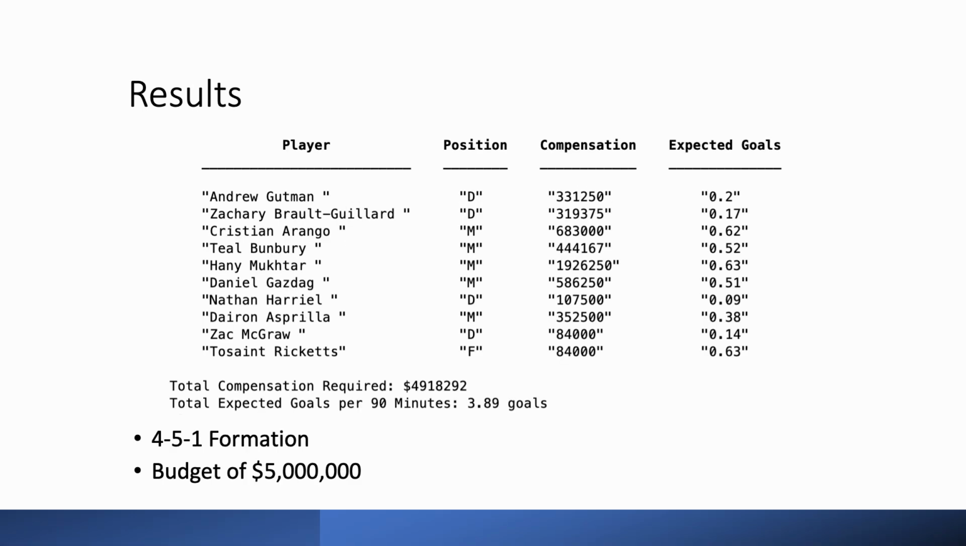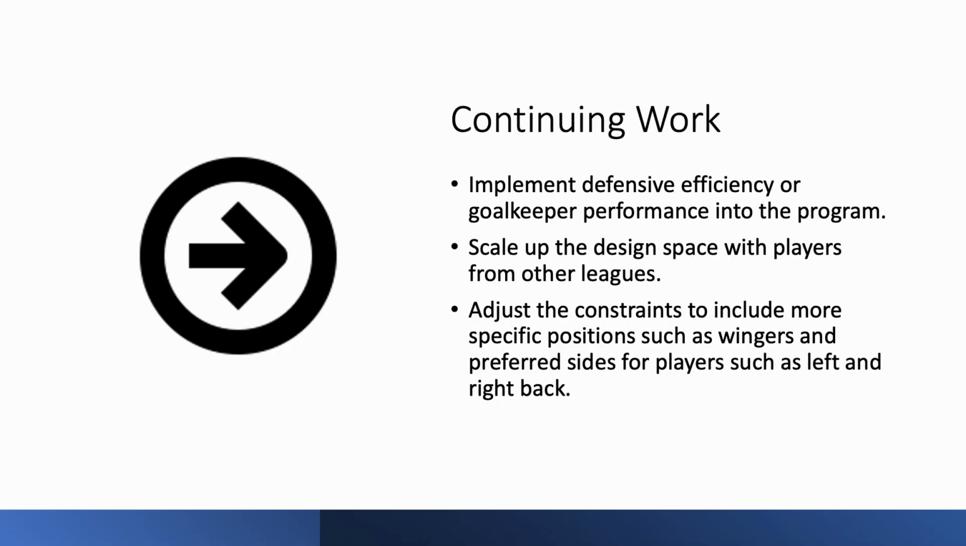The constraints can be adjusted to return a different roster. Here are the results for a formation with 4 defenders, 5 midfielders, and 1 forward, which is basically what St. Louis City plays. The budget for the starting 10 players was $5 million. As you can see, there are some repeat players such as Hani Mukhtar, who was MVP of MLS last year and scores a lot of goals, as he's the most expensive player returned by the program.